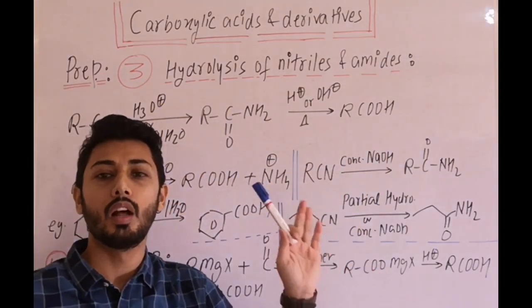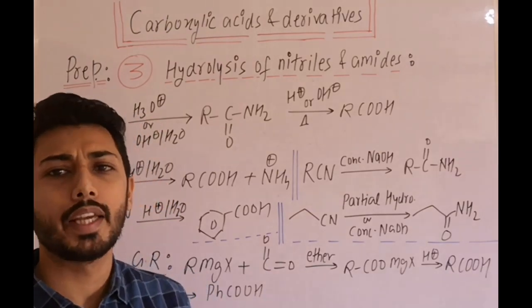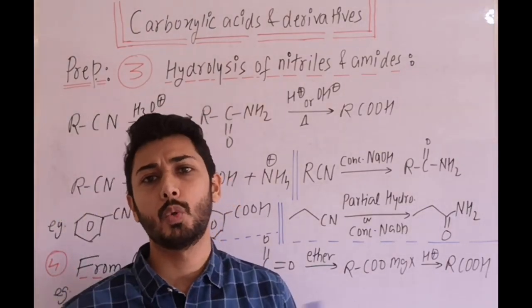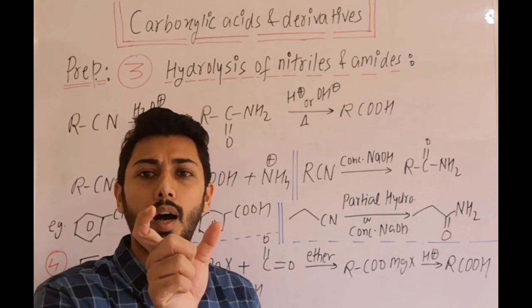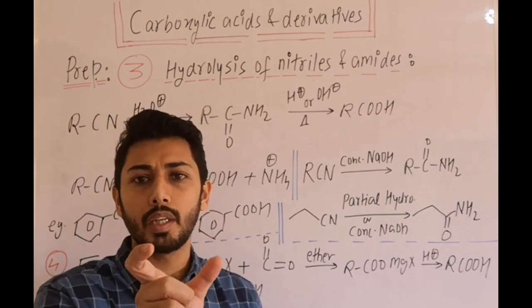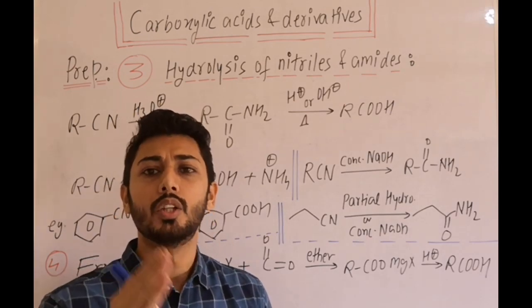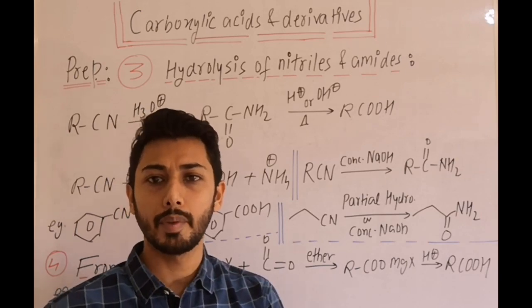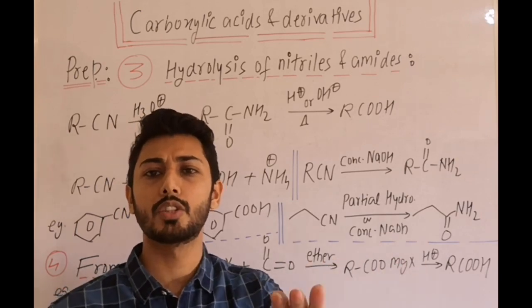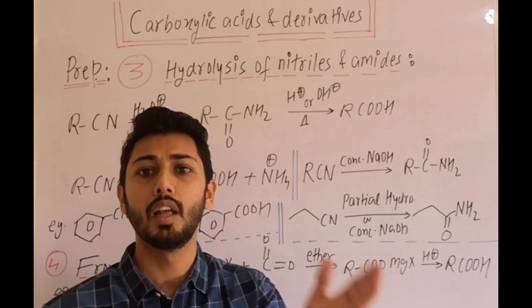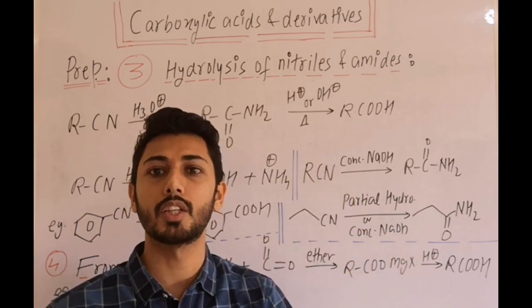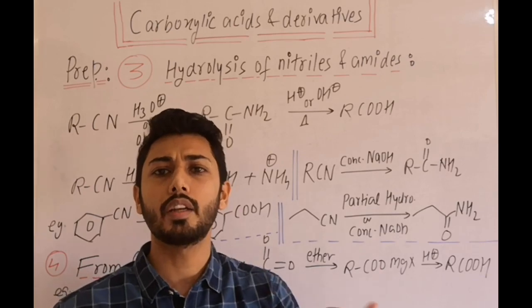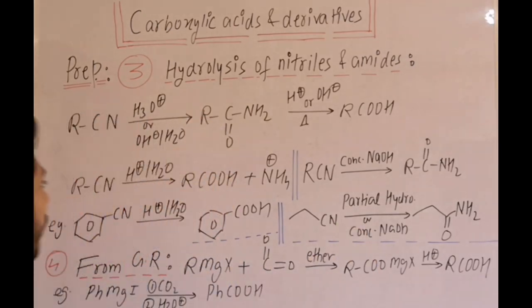So remember, RCN with H plus, H2O or OH minus, H2O finally gives carboxylic acid. Amide is formed but the reaction will not stop there. So in the question, if it is not mentioned and only H plus, H2O is given, it finally forms carboxylic acid. If any hint is given like partial hydrolysis, then you can stop the reaction at amide, or other reagents which I have mentioned here. You can go through it.